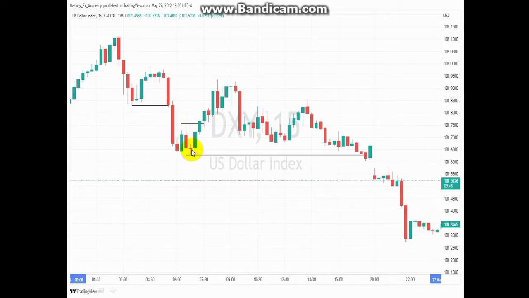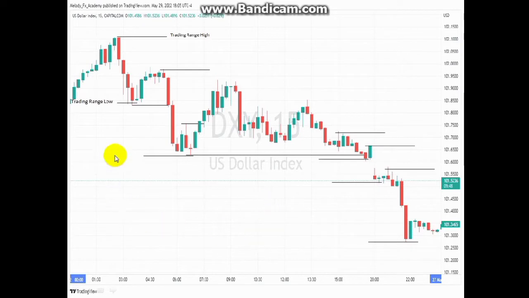Now this is a break of structure in terms of expansion, and this is a break of structure in terms of retracement. This is the 50 minutes, as you can see. Then this was our current trading range until we had this break of structure right here, and eventually the market gapped down.